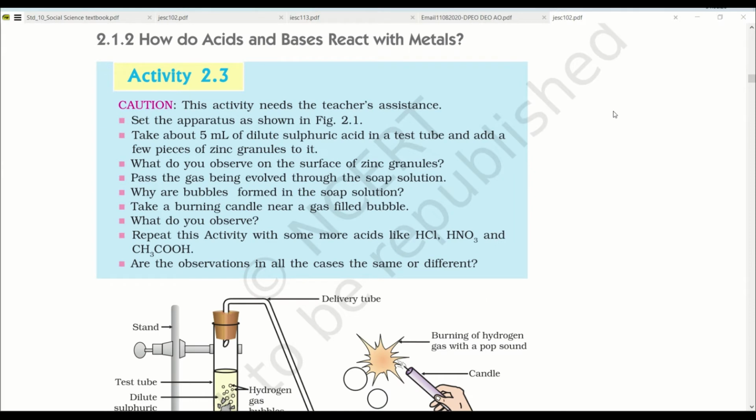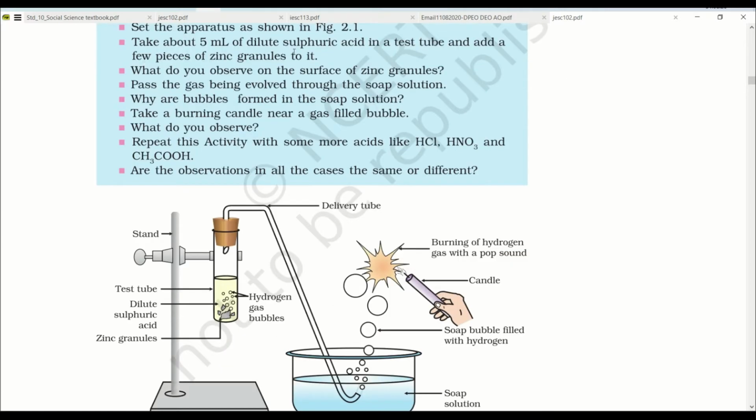Now let's study the acid and base reactions. First, acids and bases react with metals. Let's read Activity 2.3. Set the apparatus as shown in figure 2.1. Take about 5 ml of dilute sulfuric acid in a test tube and add a few pieces of zinc granules. Here you can see acid and metal. What do you observe on the surface of the zinc granules?